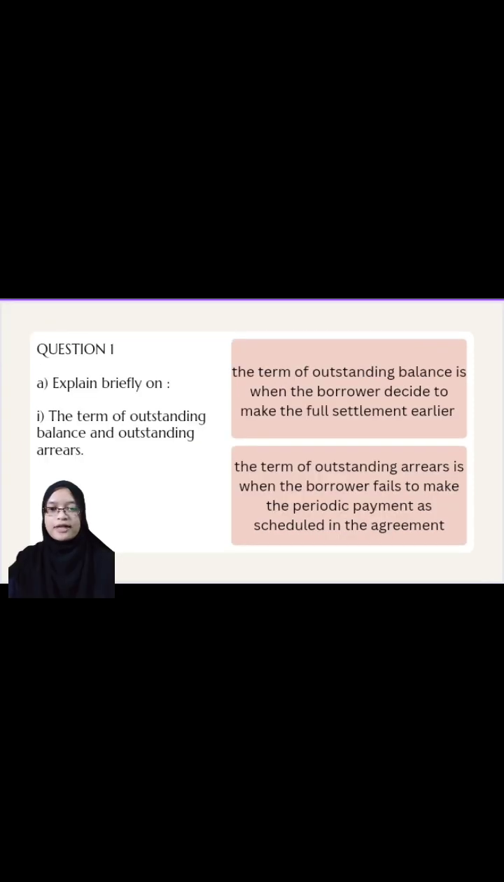For question 1, I will explain briefly the terms outstanding balance and outstanding arrears. Outstanding balance is when the borrower needs to make the full settlement earlier. In this situation, we consider the borrower needs to pay less than the total single payment because the interest will reduce according to the earlier settlement. Outstanding arrears is when the borrower fails to make the periodic payment as scheduled in the agreement. In this situation, we consider the borrower needs to pay more than the total missed payment because of the increment in interest charge.